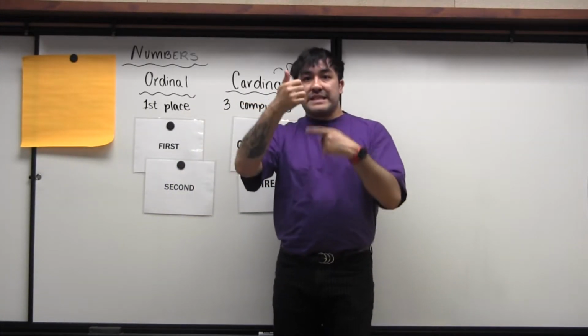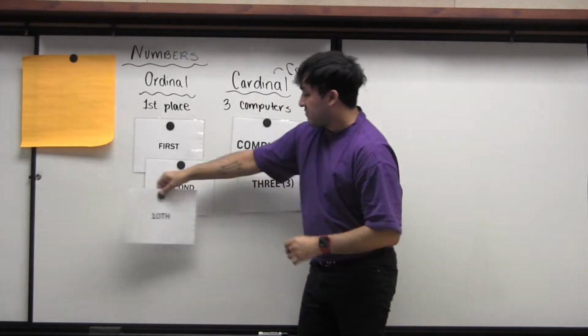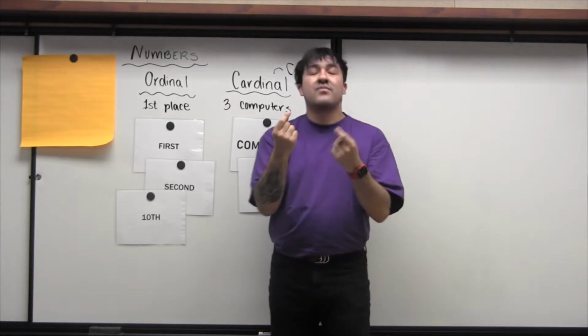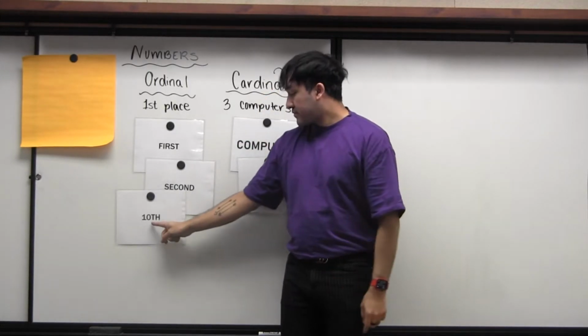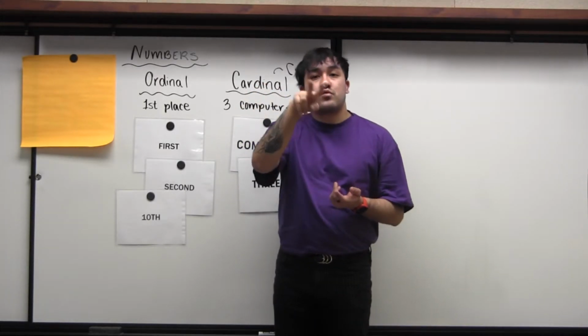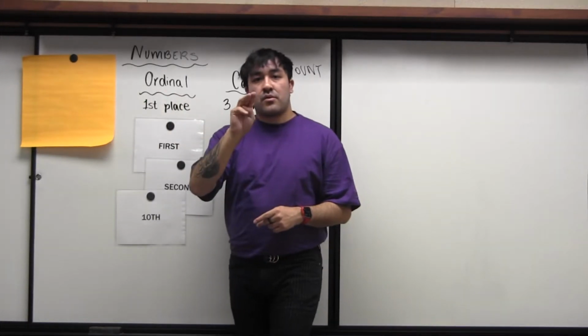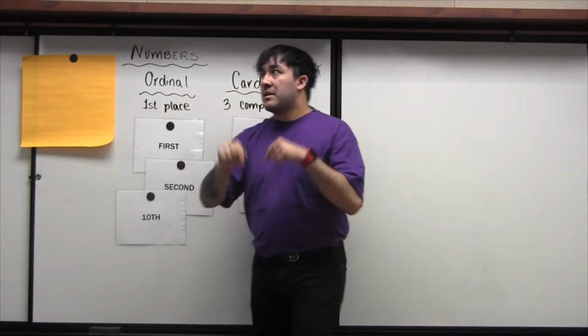And so what do you do when you get to 10th and above, right? Because those get a little bit more complicated. There's a lot more movement. So when we get to 10th and above, we will sign the 10 and then fingerspell the TH. Or, for example, 22nd, we sign 22 like normal, and then add the ND.